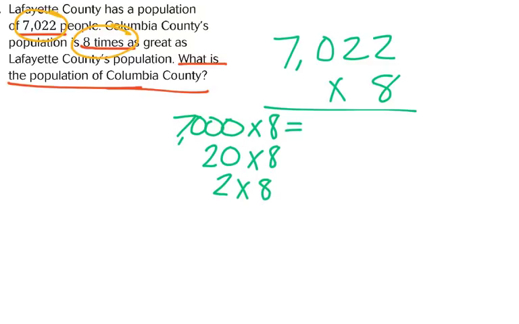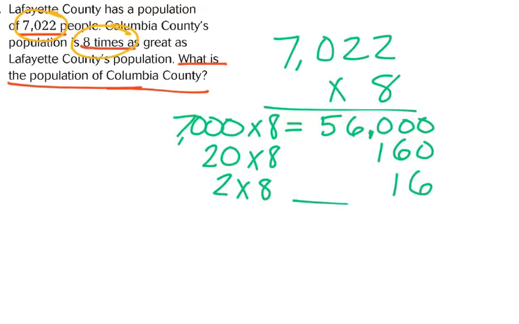I multiply these pieces. 7,000 times 8 is 56,000. 8 times 20. 8 times 2 is 16, and I have 1 zero, so I have 160. And 2 times 8 is 16 again. And now I need to add my partial products together.